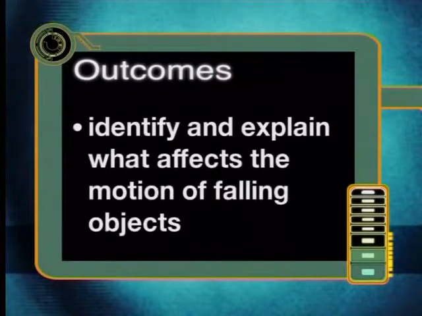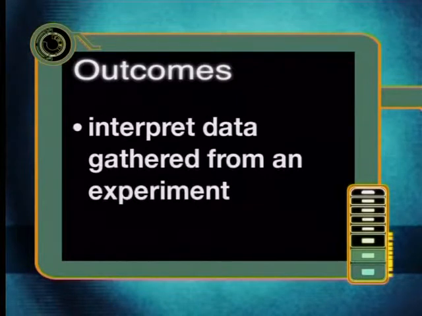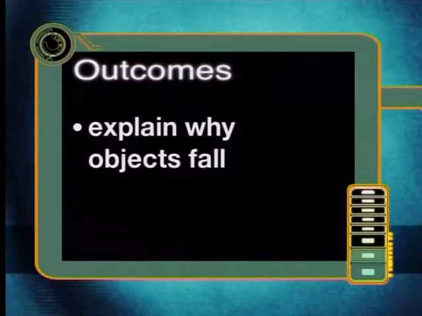By the end of this lesson, you should be able to identify and explain what affects the motion of falling objects, design and conduct an experiment to investigate how an object falls, interpret data gathered from an experiment, and explain why objects fall.